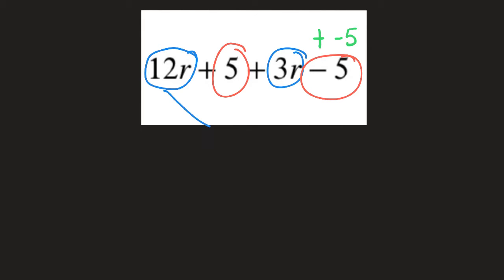So then we have 12r plus 3r, which gives us 15r. And then we have a positive 5 plus a negative 5, which actually just cancel each other out because 5 minus 5 is 0. So then our final answer would be 15r for this problem.